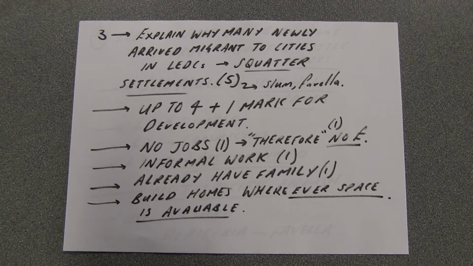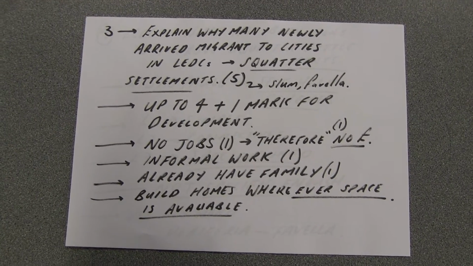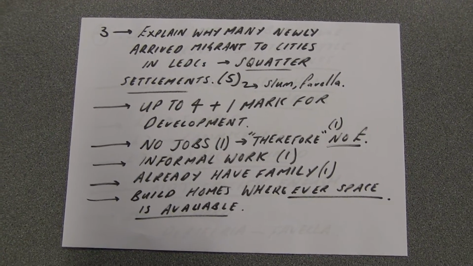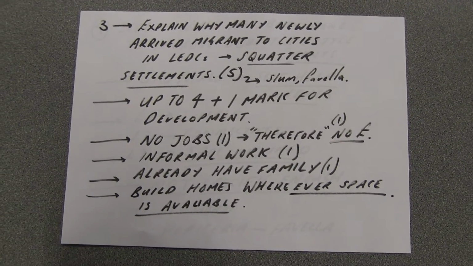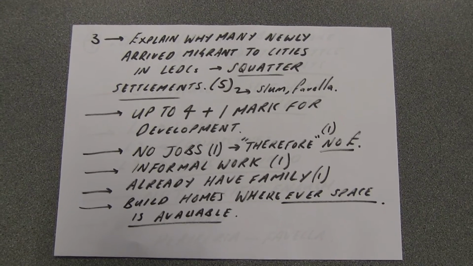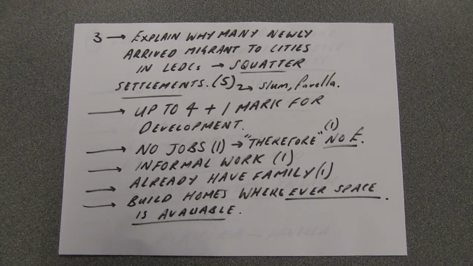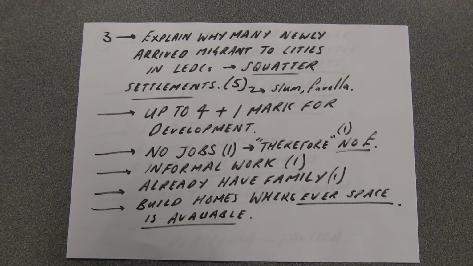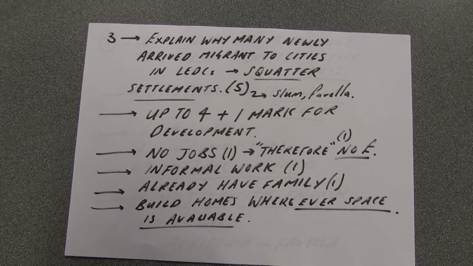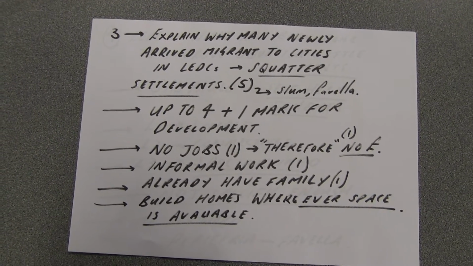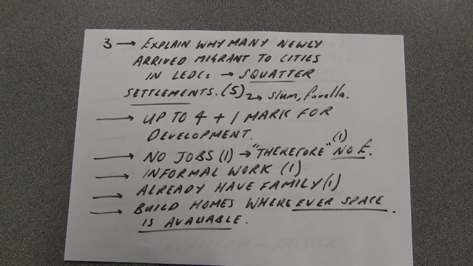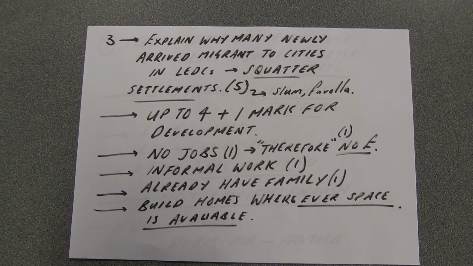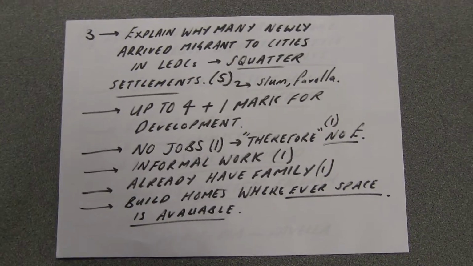Four points that you could have had. No jobs available, so therefore they end up in slums. You've got informal work, that's always available in slums, not in the city centre. They may have already had families that lived in the slums, so they could have gone to live with them. And obviously they are building homes wherever space is available, and usually this is the slum. Remember, you get a mark for that development, so I've put on there, no jobs, therefore there's not enough money to be able to afford a proper settlement or a proper location in which to live.